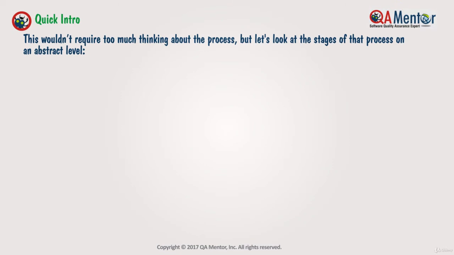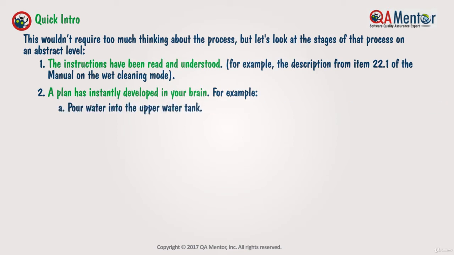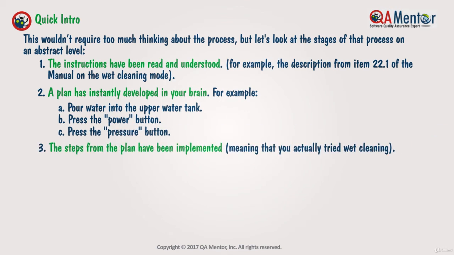This wouldn't require too much thinking about the process, but let's look at the stages of that process on an abstract level. 1. The instructions have been read and understood. For example, the description from item 22.1 of the manual on the wet cleaning mode. 2. A plan has instantly developed in your brain. For example, A. Pour water into the upper water tank. B. Press the power button. C. Press the pressure button. 3. The steps from the plan have been implemented, meaning that you actually tried wet cleaning.